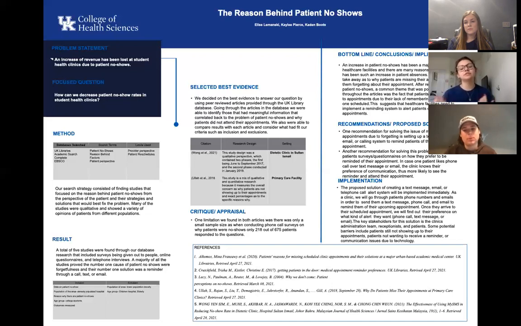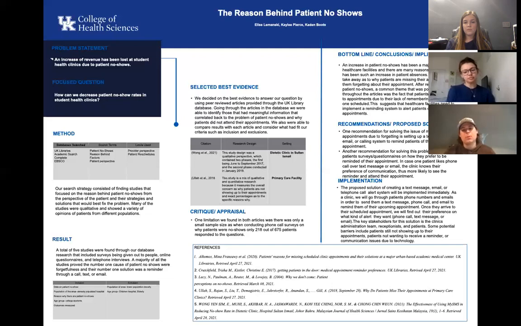And some stakeholders of this solution are the organization's administration, so our clinic's administration team, the receptionists that work at the office, and the patients, because they're all involved in implementing this process and bringing about this change.